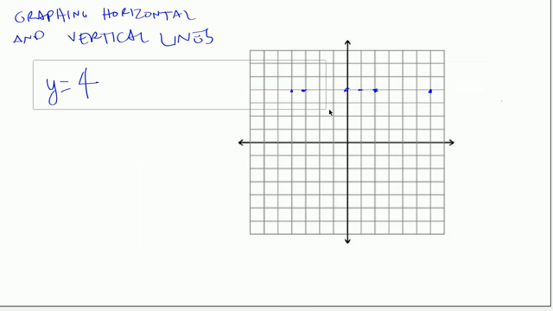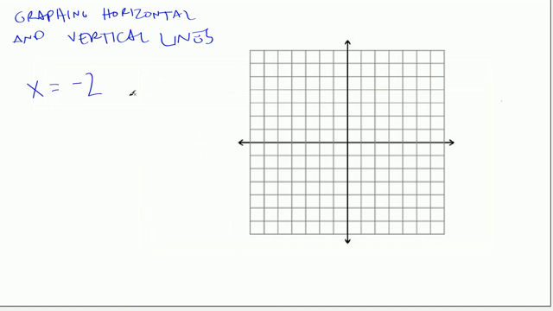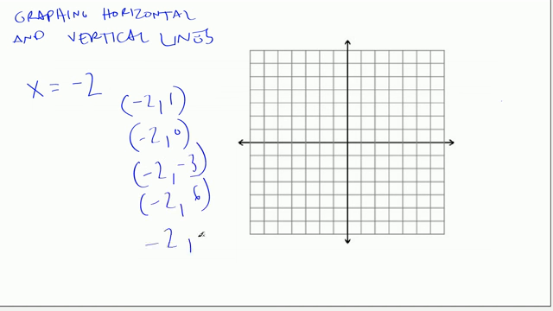Now, what if we look at something else? The opposite here. Let's say x equals negative 2. There's no y component to this. All they're asking us is all the places on this graph where the x coordinate is negative 2. So maybe negative 2, 1, negative 2, 0, negative 2, negative 3, negative 2, 6, negative 2, negative 1.